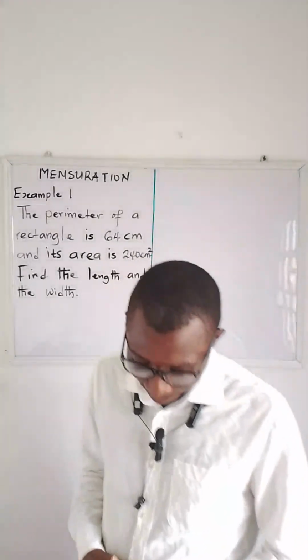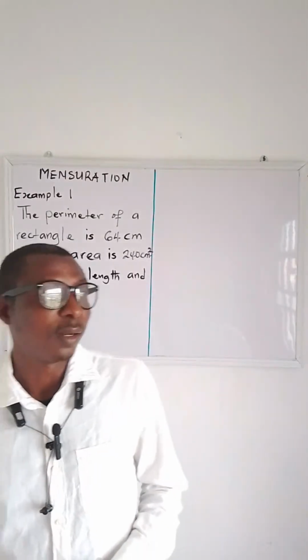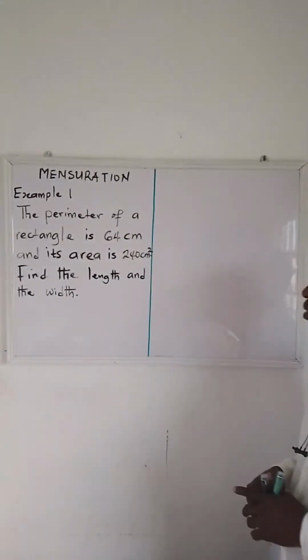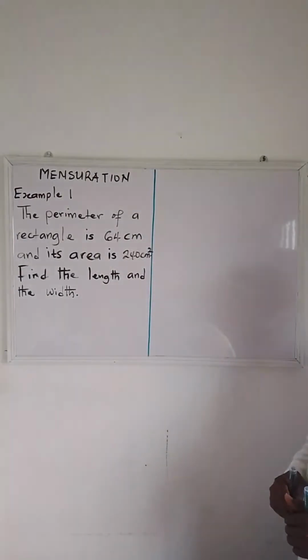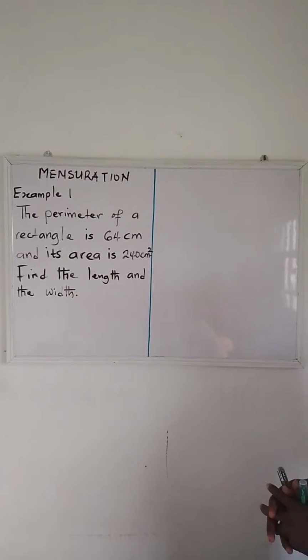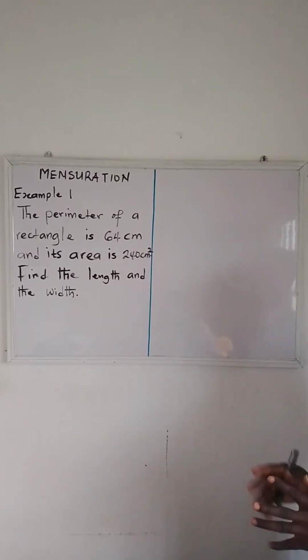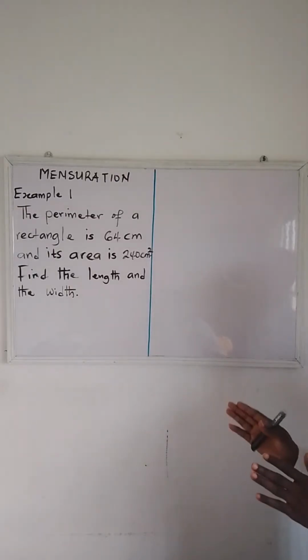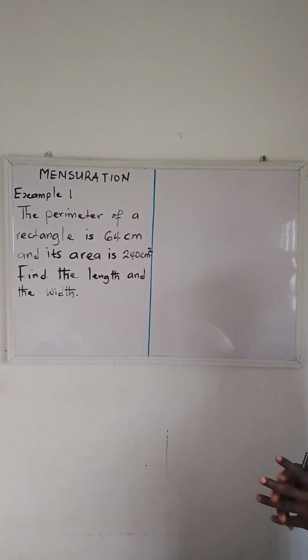Okay, now let's go into today's class. All right, so we are starting with this question. The perimeter of a rectangle is 64 centimeters and its area is 240 centimeters squared. Find the length and the width. Don't forget I said in the last class that the width is also the same thing as the breadth.